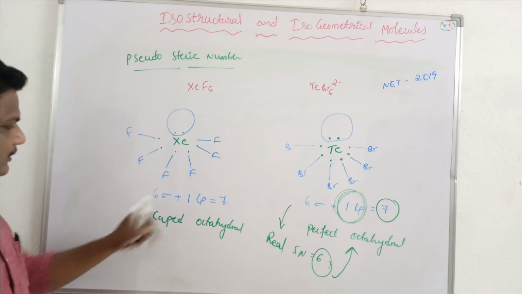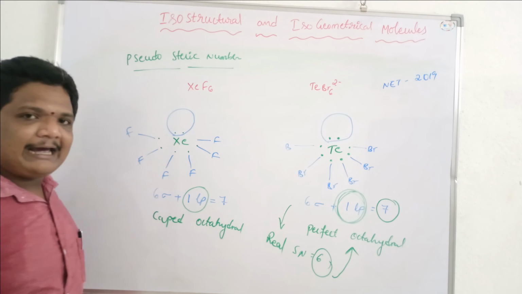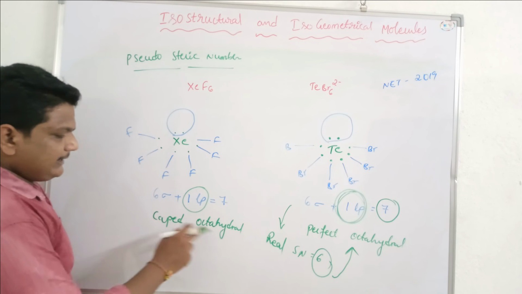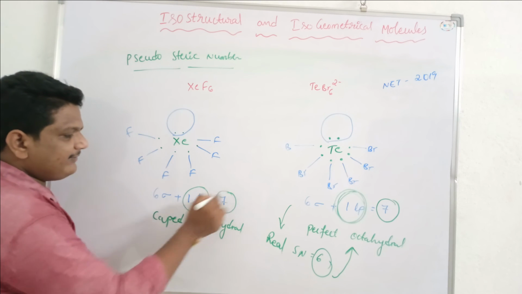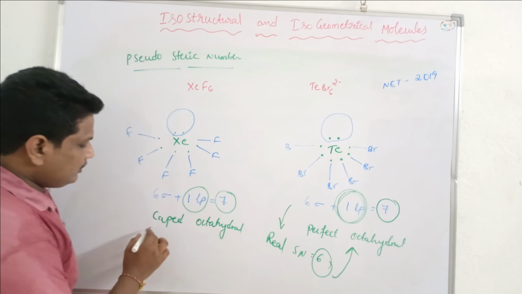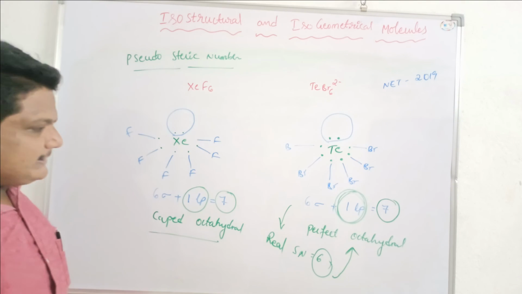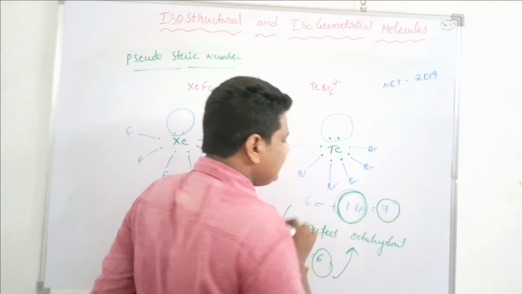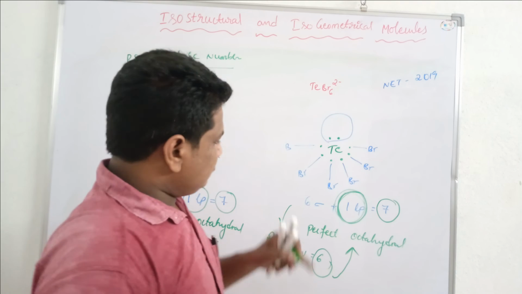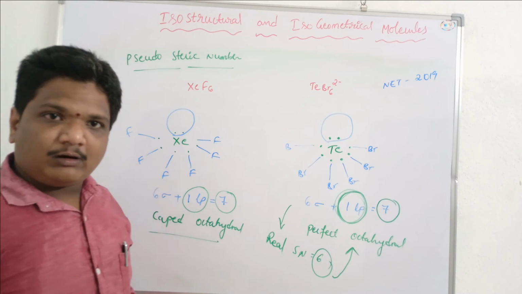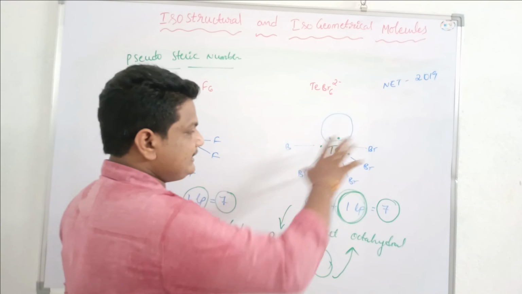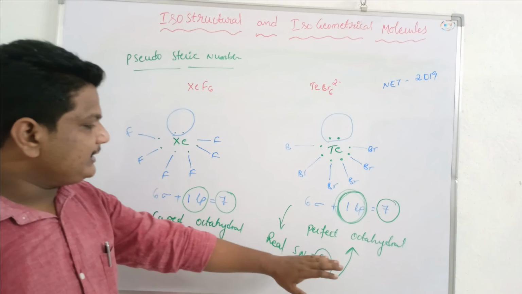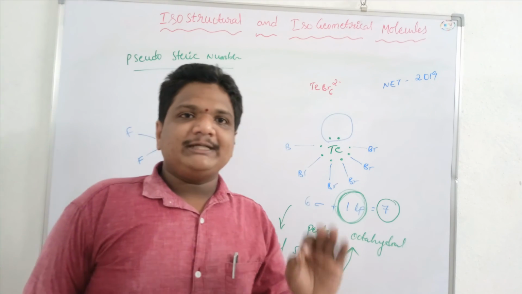Whereas in the case of this one, the lone pair is sterically active, so it will have steric number 7. This is also the real steric number, so we can observe capped octahedral. Whereas in the case of TeBr6 2 minus, this lone pair is stereochemically inactive, so that's why it will have a perfect octahedron. This kind of steric number, we call a pseudo steric number.